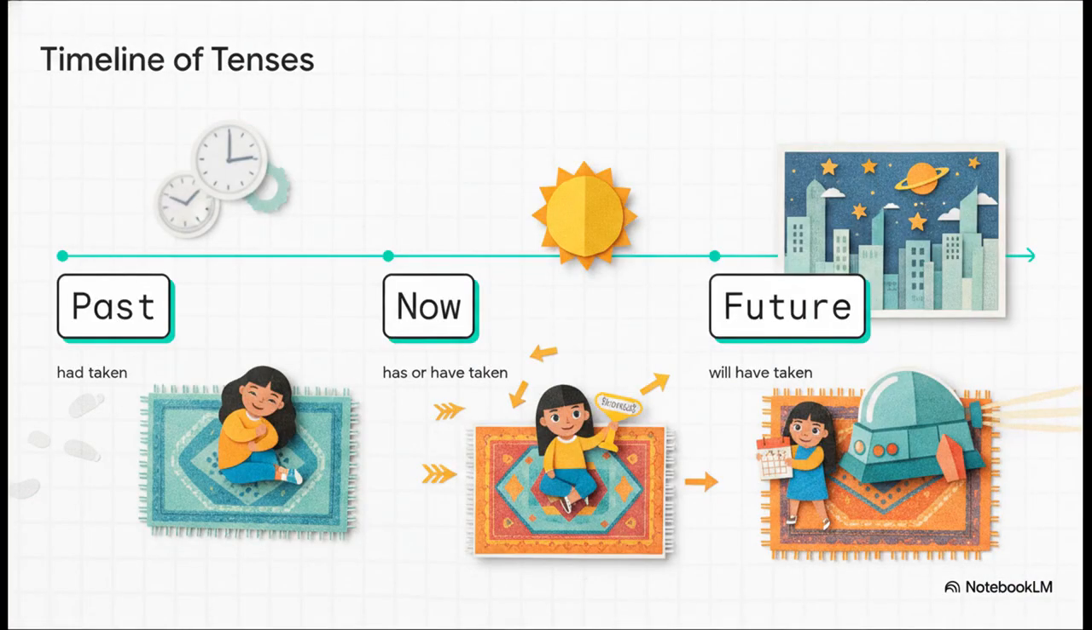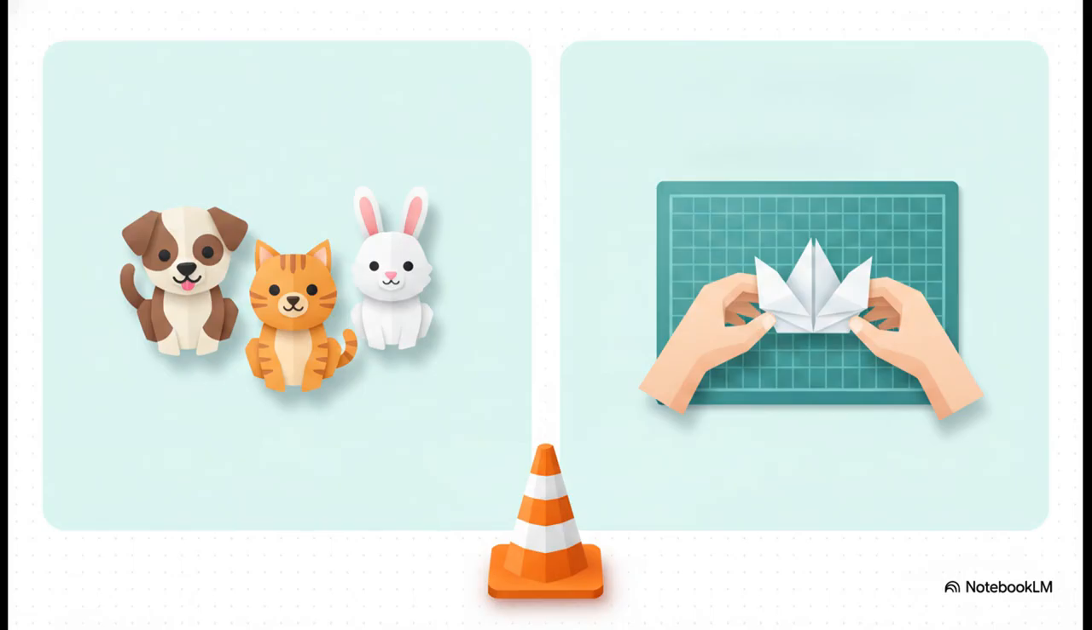Now watch how this builds a sort of time machine. The helper verb actually moves the action right through time. Take Aisha, for example. In the past, she had taken the best spot on the carpet. Right now? Well, she has taken the best spot. And in the future, she will have taken the spot. Notice how the helping verb changes, but the main word, taken, stays exactly the same.